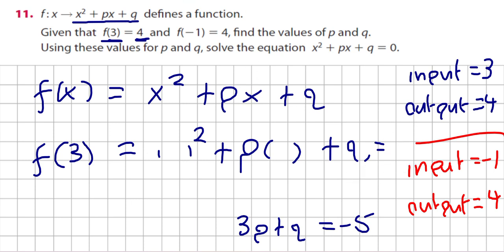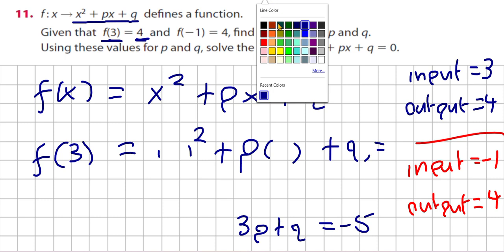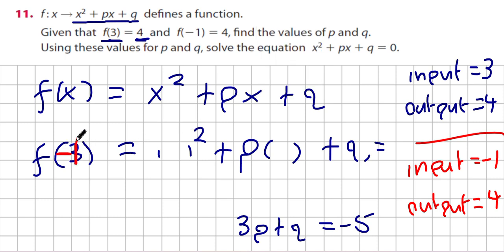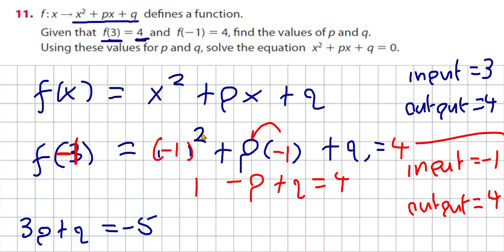Now we're going to do the red part. Everybody see the red part? Anywhere there's an input of minus 1, we're going to replace all the inputs with minus 1. And what's the output? 4. Minus 1 squared is 1. P times minus 1 plus q equals 4. Going to take my old equation over to the left.